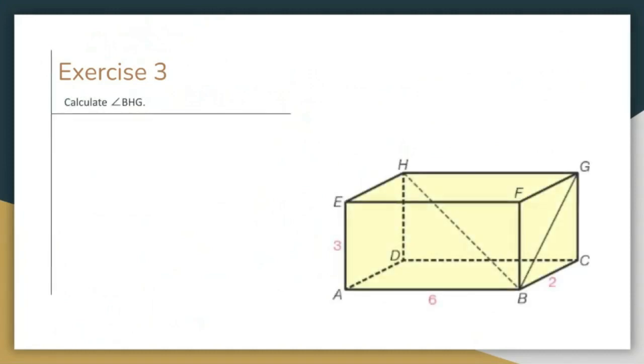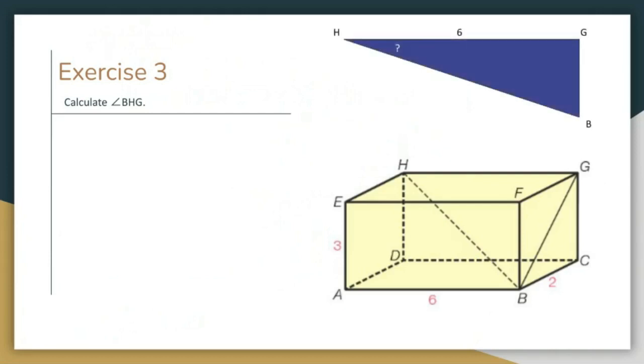Exercise 3 in 3D. The question here is to calculate the size of angle BHG. This means we need to find the size of angle H between B and G. So if I were to make a sketch, we need to find this angle. Easy peasy. I already know that GH is equal to 6. So if I manage to find one of the other sides, I can use one of the trigonometry ratios to find the missing angle.